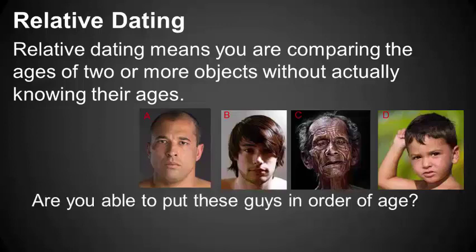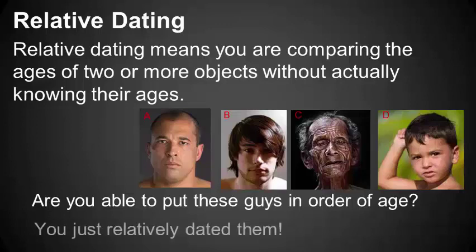Okay, if you said D, B, A, then C, then you put them in the same order as a whole lot of other people. Notice that we were all able to do this, and none of us ever really knew any of their ages. This is relative dating, and we'll be doing it with rocks next.